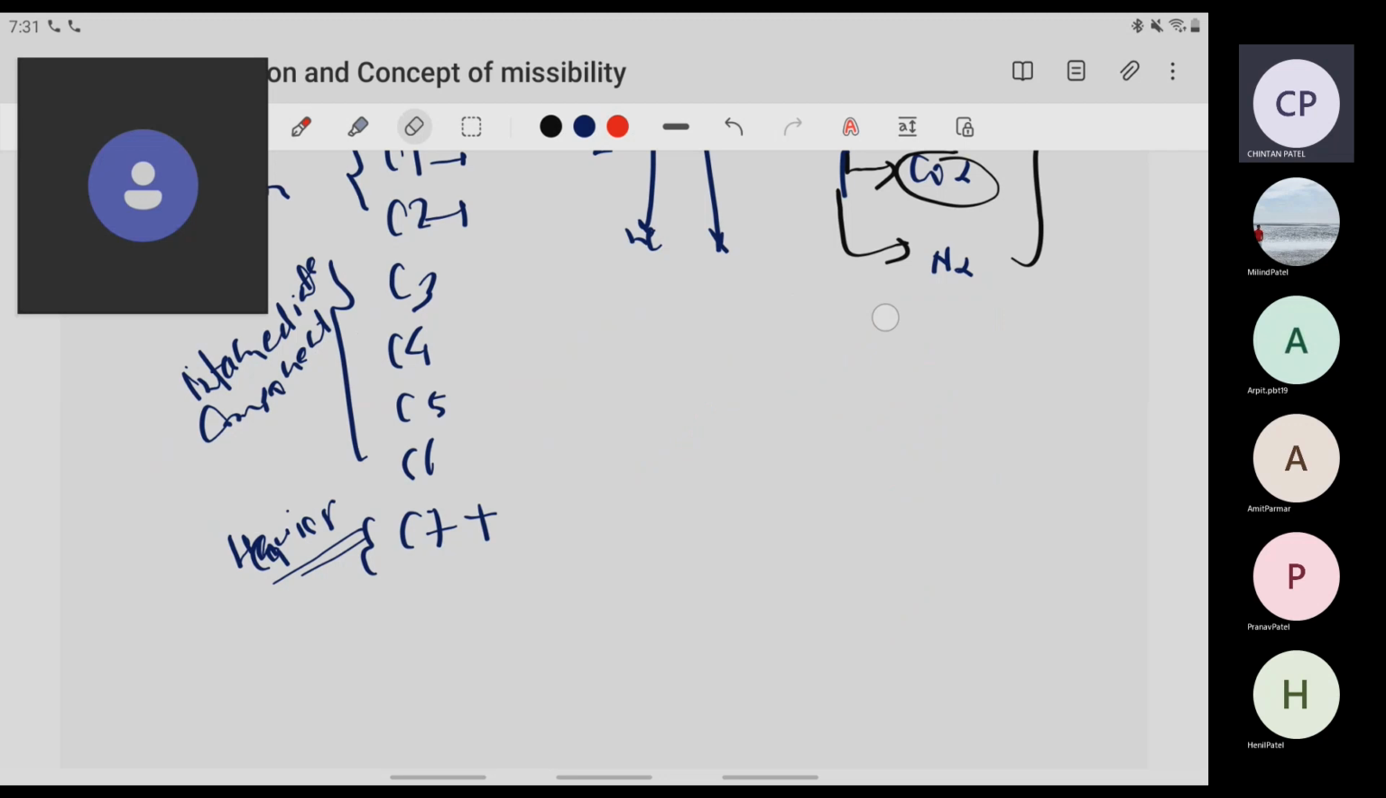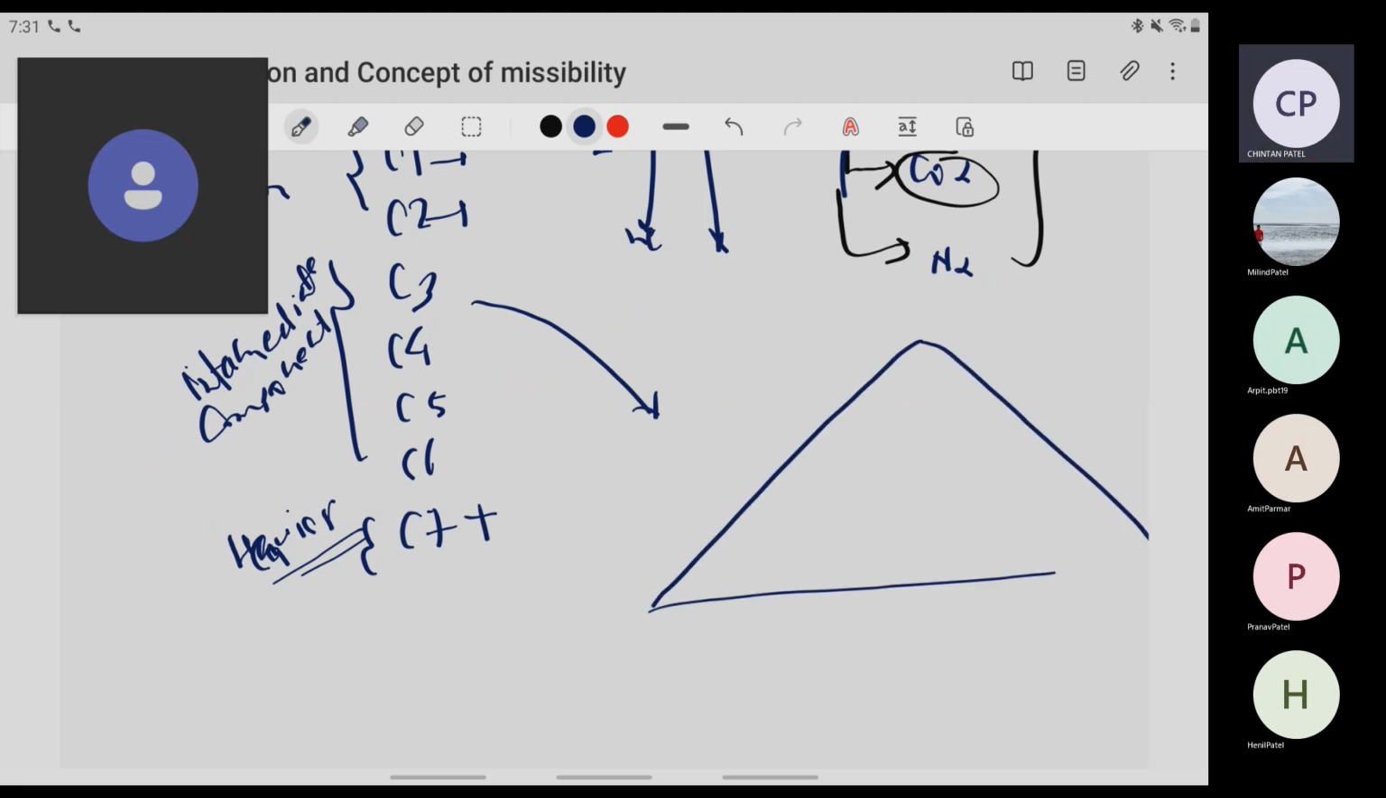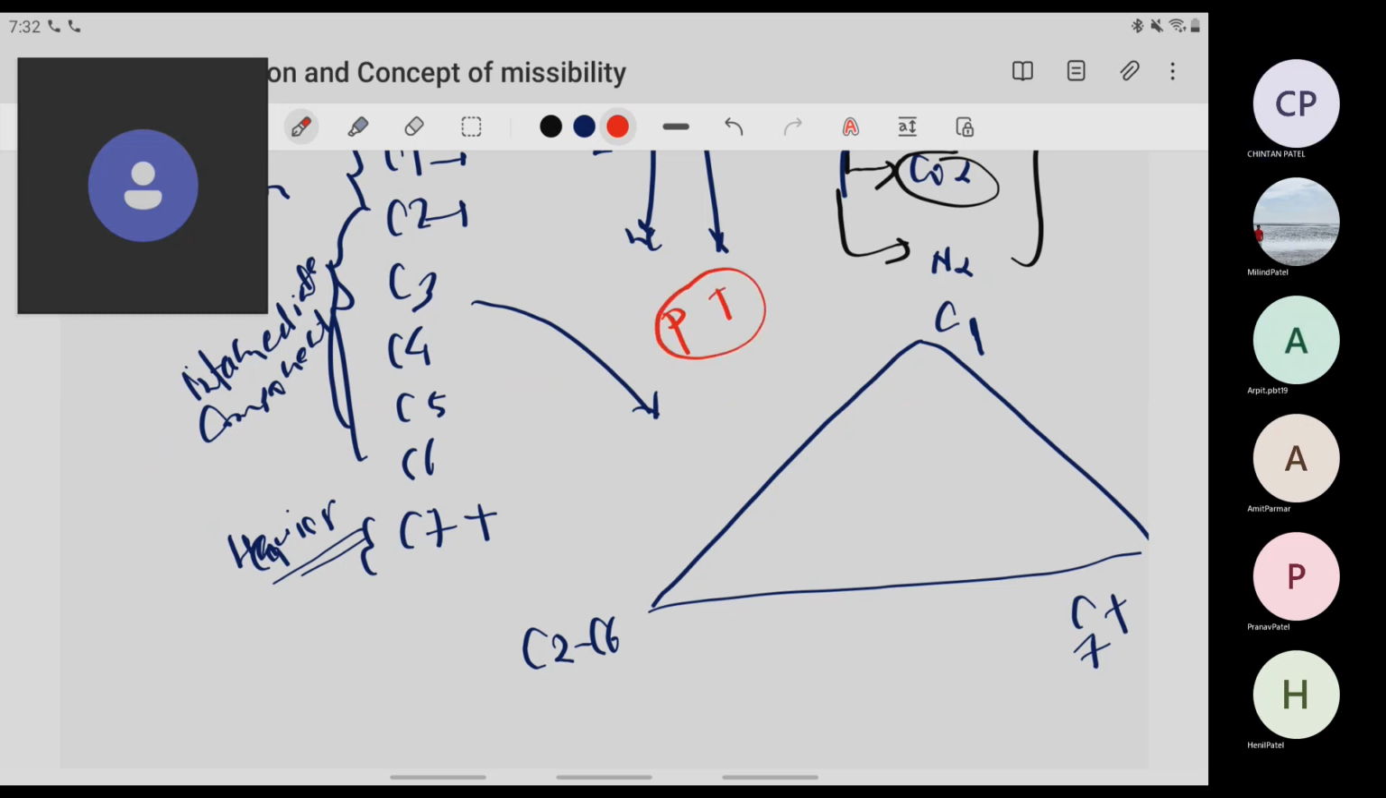But now I am representing the phase diagram based on the composition in a triangular form. Here I have C1, I will merge this component. Here I have C2 to C6, and here I have C7 plus composition. Now I will study how phase exists at a constant pressure and temperature with this composition. Pressure and temperature are constant, and I am representing the phase diagram with respect to composition only, and studying how my phase will change. So this is the ternary phase diagram.